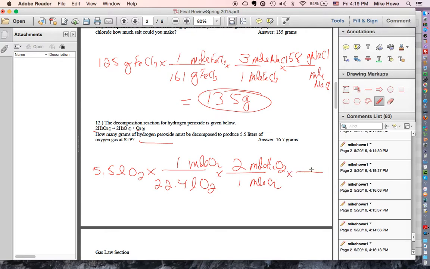Then it wants to know how many grams, so I'm going to have to go moles of H2O2 on the bottom, grams of H2O2 on the top. Turns out there are 34 grams in 1 mole. So your math on this one is 5.5 times 1 times 2 times 34, divided by 22.4, and I get 16.7. Oh, son of a gun, that's what I said the answer was. 16.7 grams of H2O2. And by the way, if you're wondering, there should be a 1 right there.